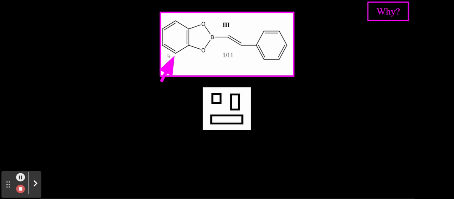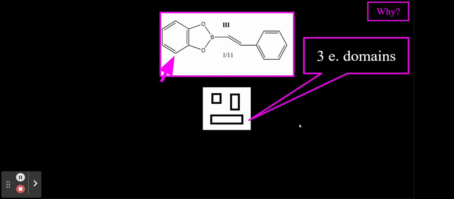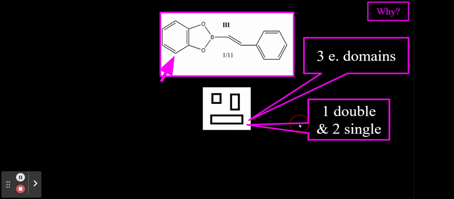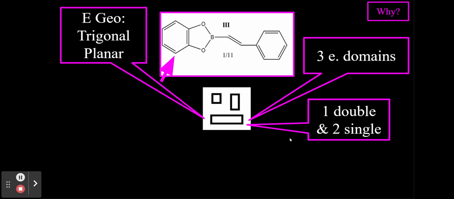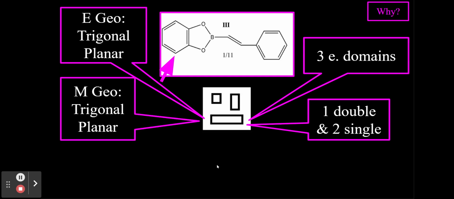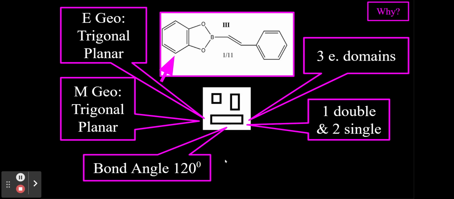Now, here we go, that carbon right there. How many? It's got 3 domains, 1, 2, and then the hydrogen that's coming off. Okay, so there's a double bond and 2 single. That would be trigonal planar electron geometry. And in this case, since they're all bonding, it's also going to be trigonal planar molecular geometry. That's a 120 degree bond angle and sp2 hybridization.